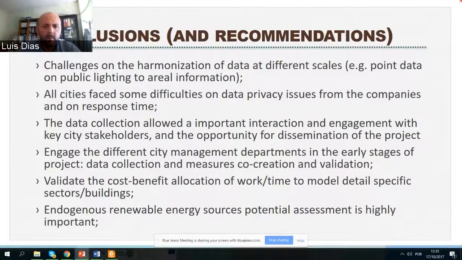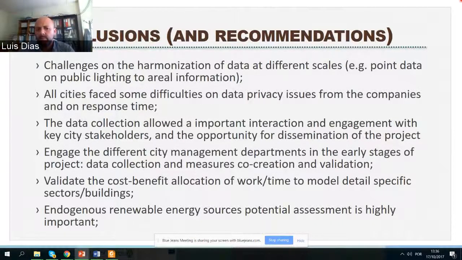I don't know if I have more time, but I will pass to the conclusions. Overall, there are a lot of challenges on harmonization of data at different scales. For example, the public lighting. We get point-by-point data in terms of public lighting. So we know in each of the streets what the types of lamps are, but we only needed information for the model at the region level. So it was difficult to harmonize these scales.